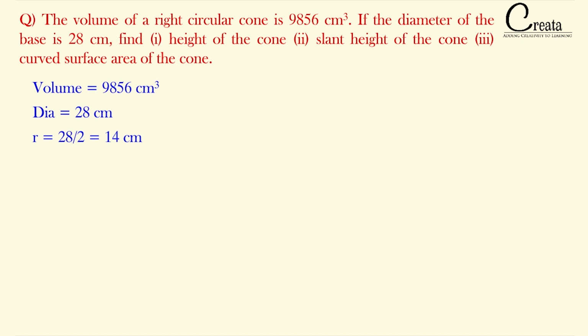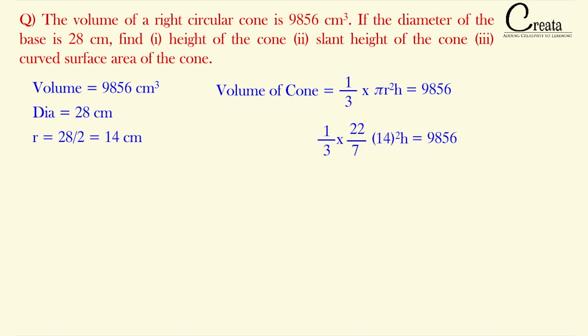That is 1 by 3 pi r square h is equal to 9856. Here we know the radius as 14 cm. So let's put the value and find the height of this cone as 48 cm. We got the first portion of this question, that is the height of the cone, as 48 cm.